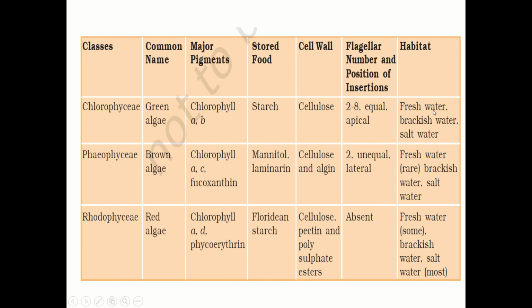Now habitat. Chlorophyceae are found in fresh water, brackish water and salt water, meaning you will find Chlorophyceae in marine water also. Whereas Phaeophyceae are found in fresh water very rarely, maybe in estuaries, then brackish water and salt water. Then Rhodophyceae: fresh water sometimes, in very few species, brackish water and mostly salt water. That is, they are found mostly in marine water.